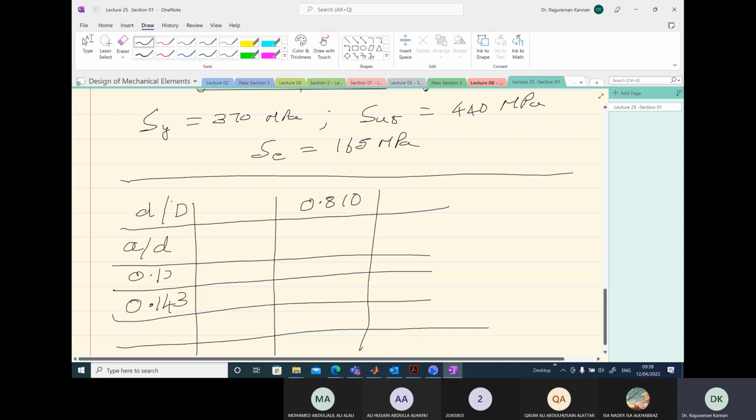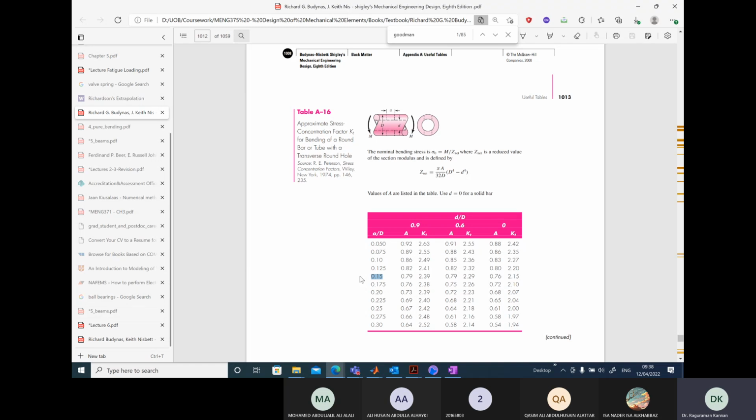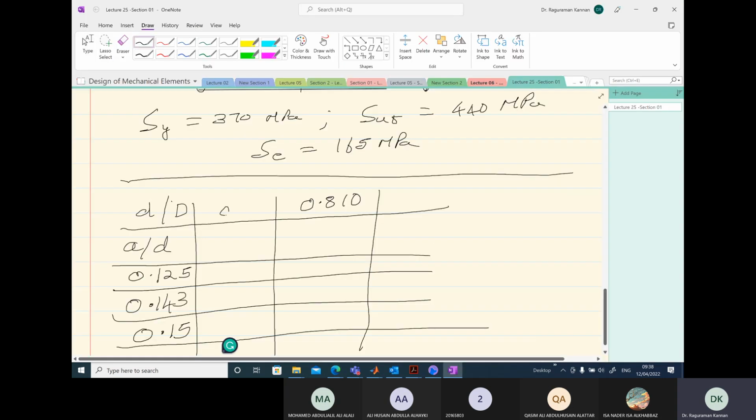So I'm going to write 0.125 and 0.15. It's between these two values. And on the other hand, capital D over small d, what is the value? 0.810. And we can see it is between 0.9 and 0.6. Let me get rid of this line. It's not required here.